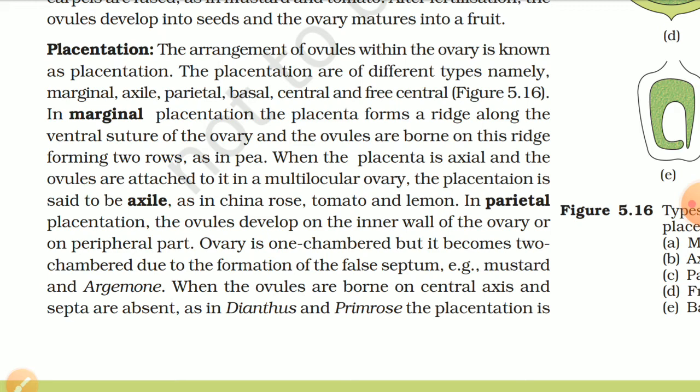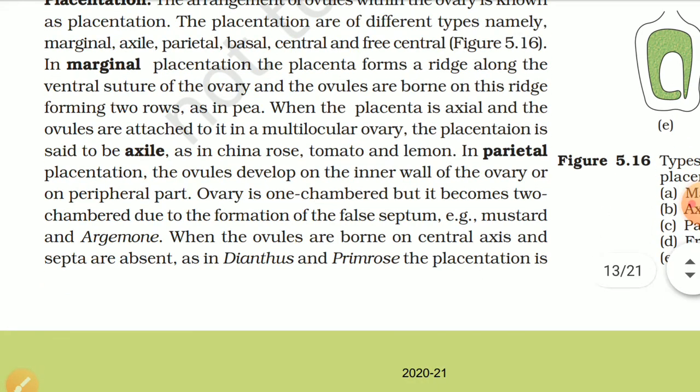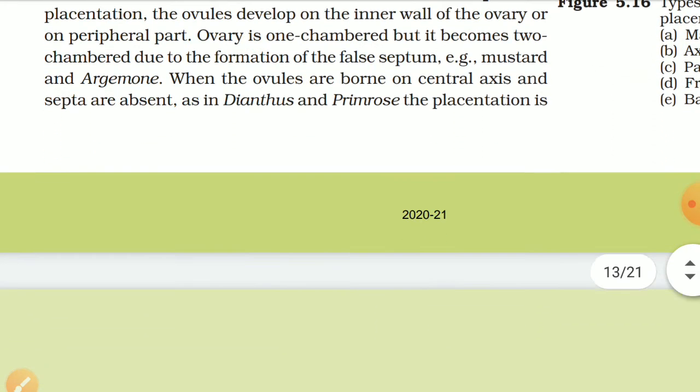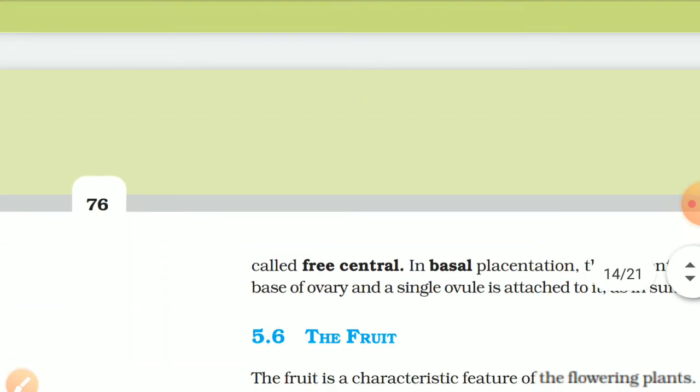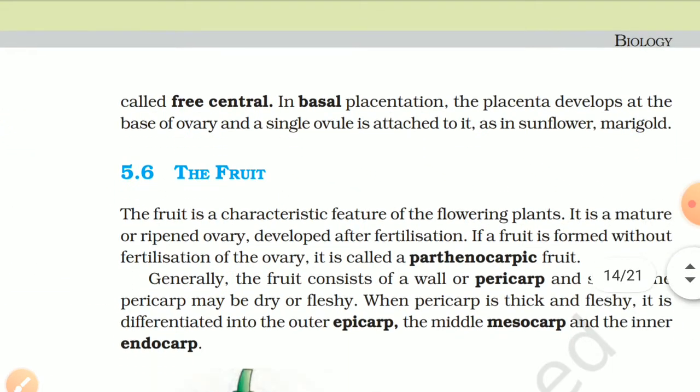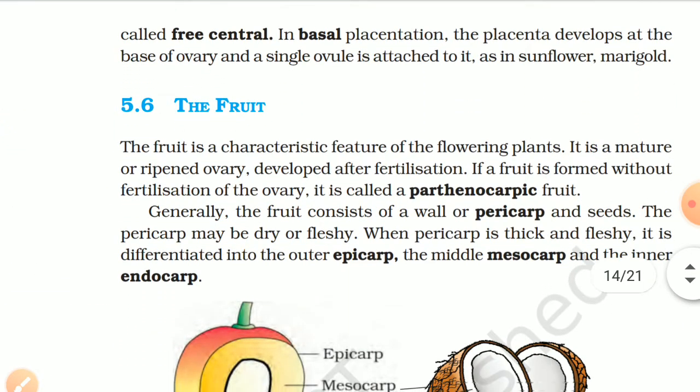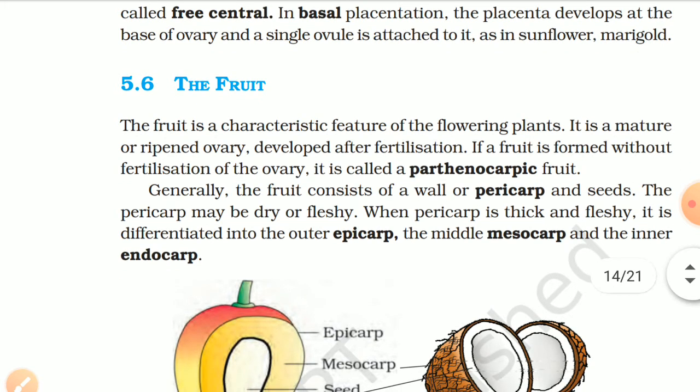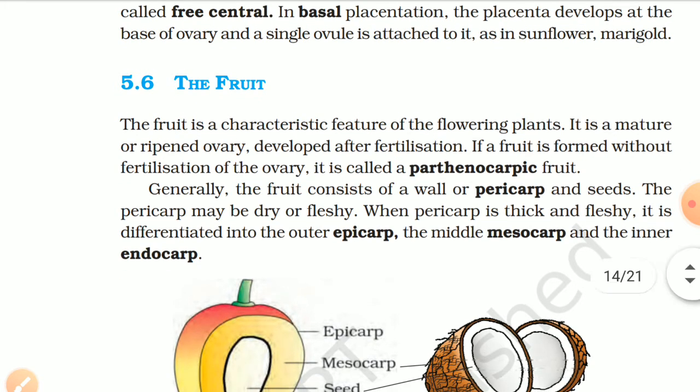When the ovules are borne on a central axis and septa are absent, as in dianthus and primrose, the placentation is called free central. In basal placentation, the placenta develops at the base of the ovary and a single ovule is attached to it, as in sunflower and marigold.